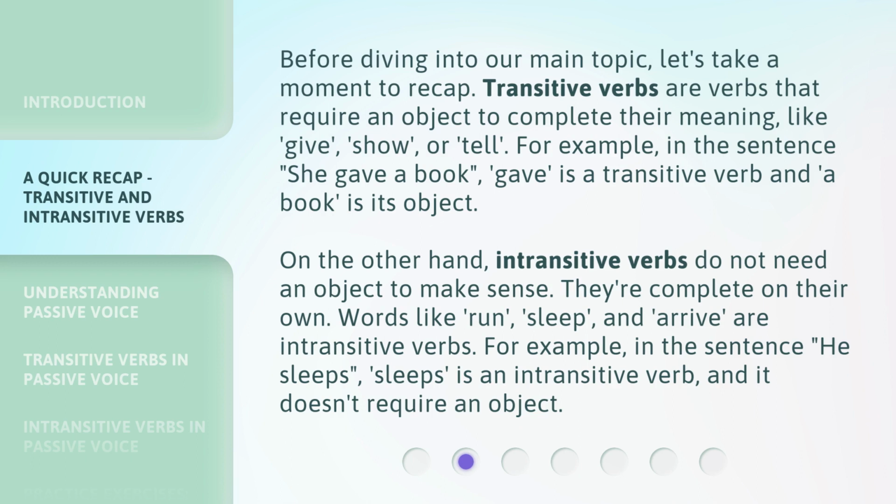On the other hand, intransitive verbs do not need an object to make sense. They're complete on their own. Words like run, sleep, and arrive are intransitive verbs. For example, in the sentence, he sleeps, sleeps is an intransitive verb, and it doesn't require an object.